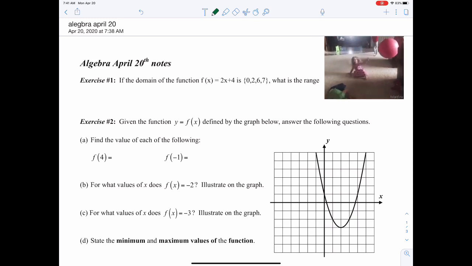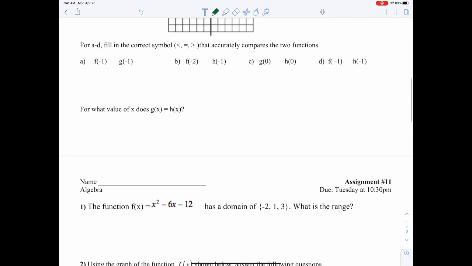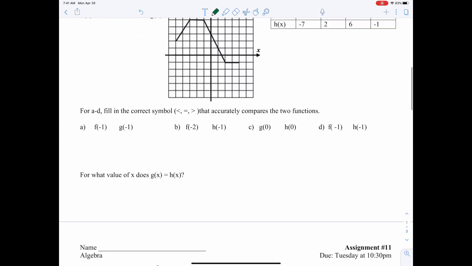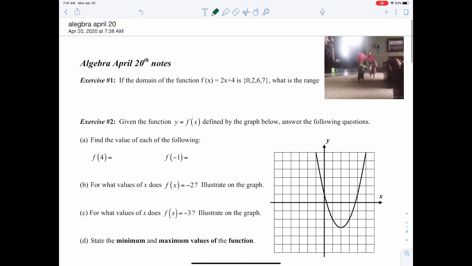We got some notes for today, just a page, and then you guys have a page assignment, 3 questions, and you guys will be good to go. Alright, so let's look right here.